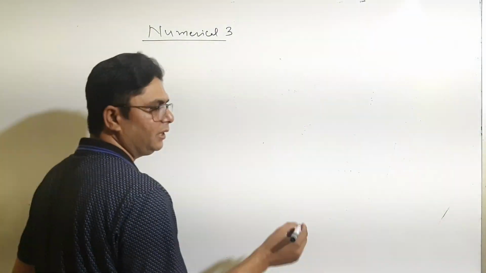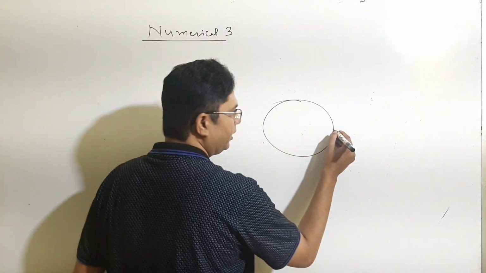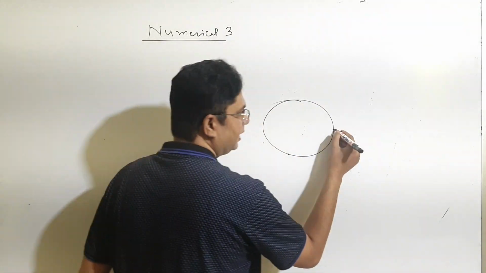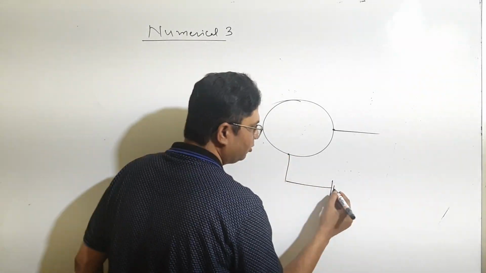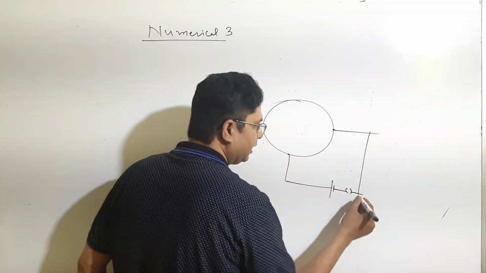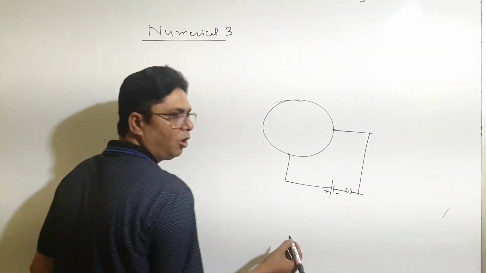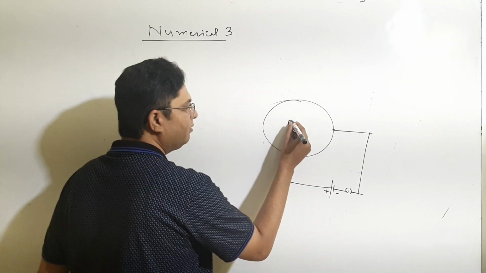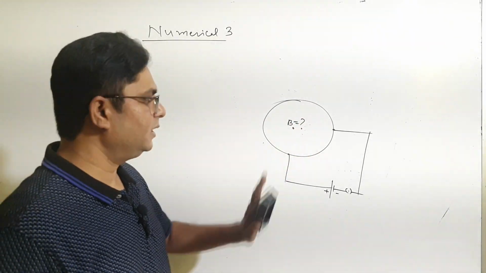For this numerical, I am taking a circle here. Let us take 2 points, point 1, point 2. Let us take a wire outside and connect it with a battery source and a key. Now here is the battery source. When the key is on, what will the magnetic field be? Here you have to find the magnetic field at the center.